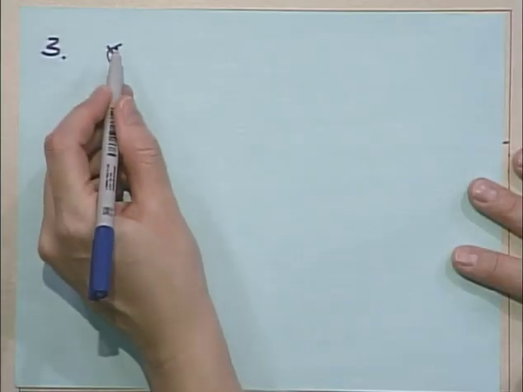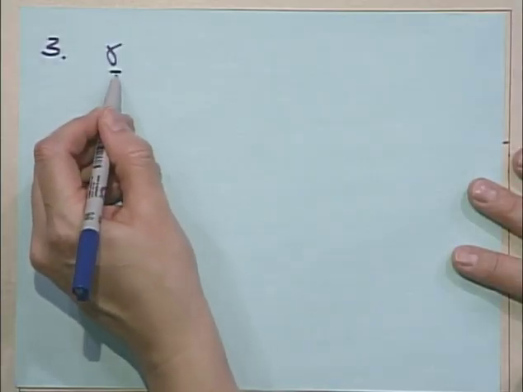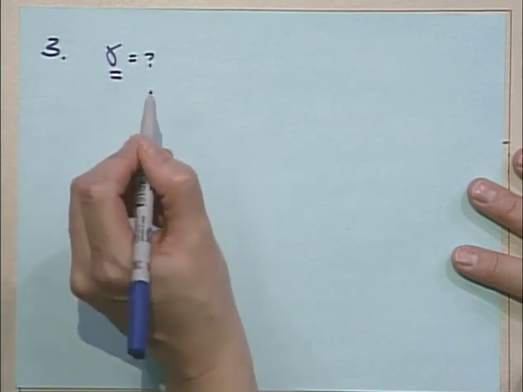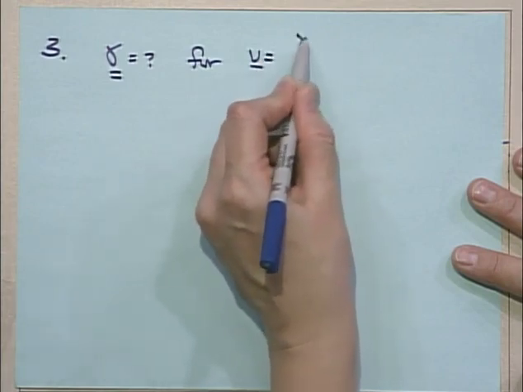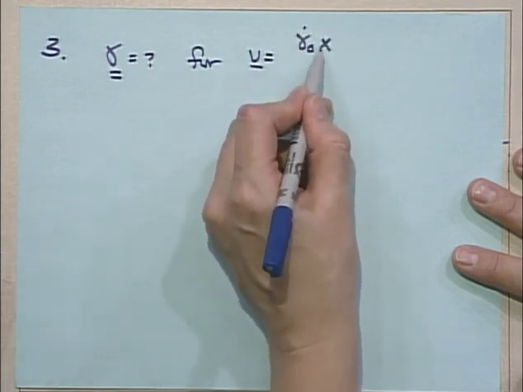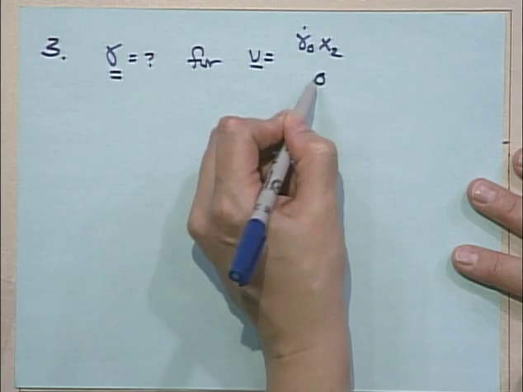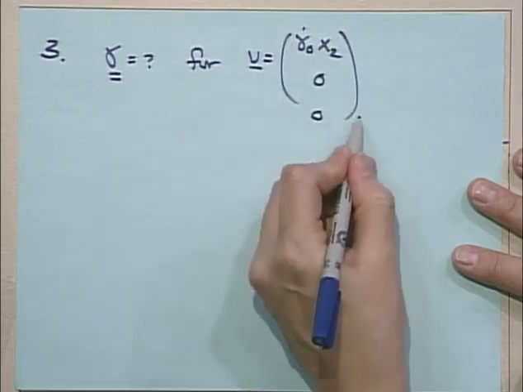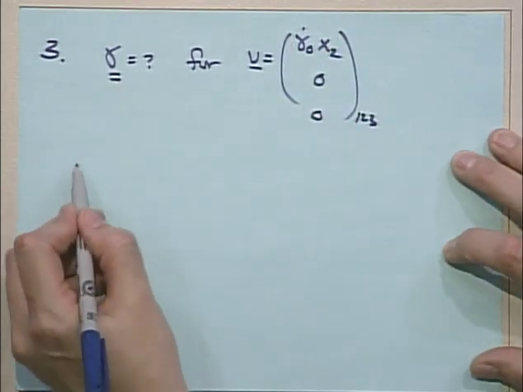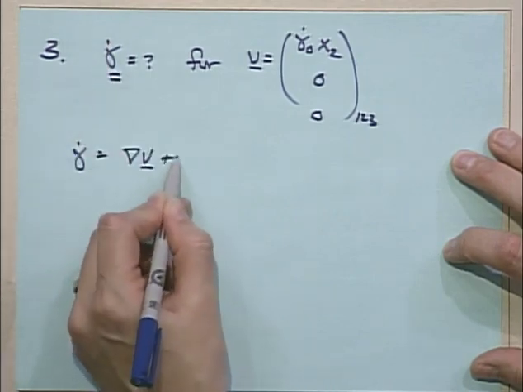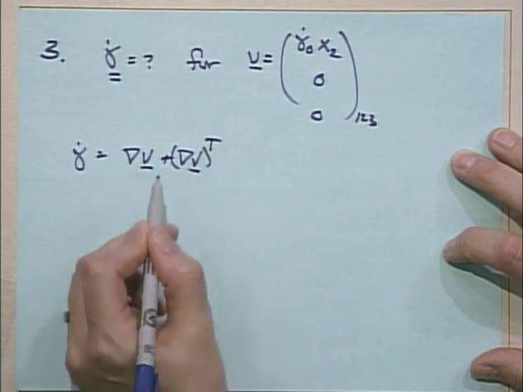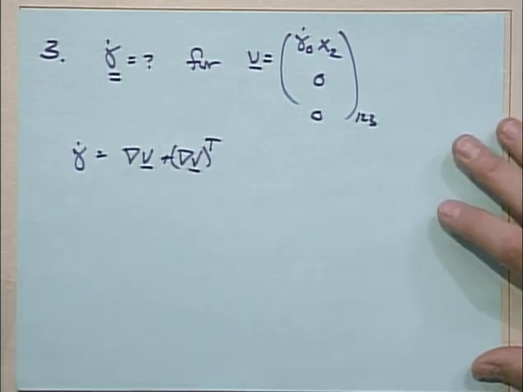Calculate out del V. Right. So we need to know, the question is what is this for a given V? This is some constant. This is a variable. These are zeros. That's nice. So we need to calculate this out. And we're given the equation, del V plus del V transpose. So we have to write this out. We have to write out del V.